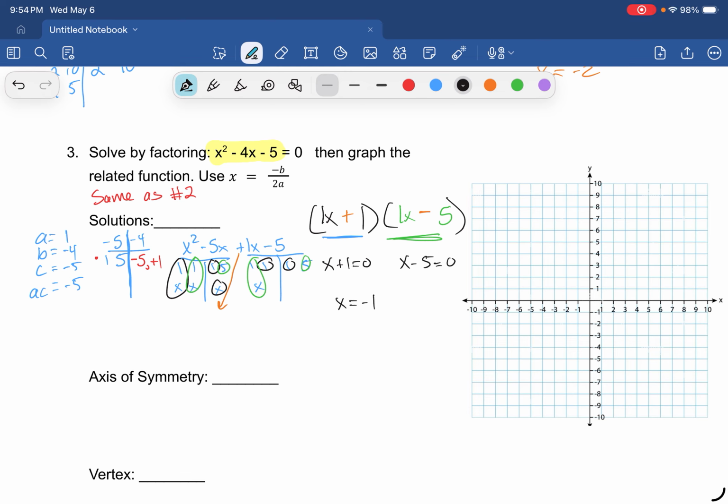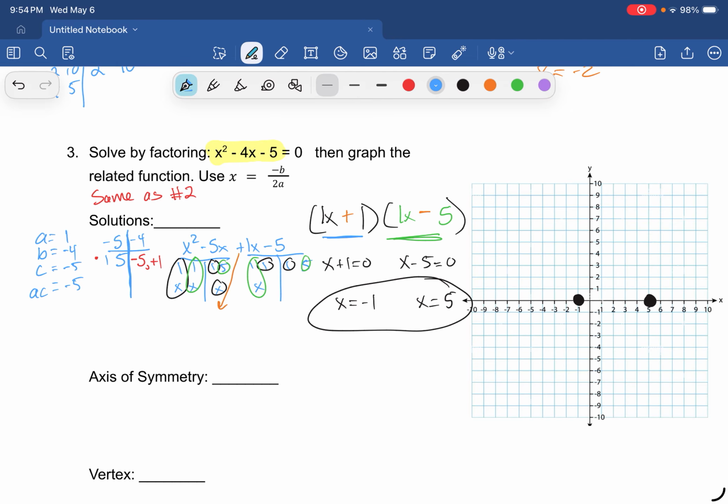And now I'm going to cut some corners here. I solved those two equations. My solutions are -1 and 5. And what that means on the graph is they are my x-intercepts. So immediately I'm going to put a dot at -1 and at 5.